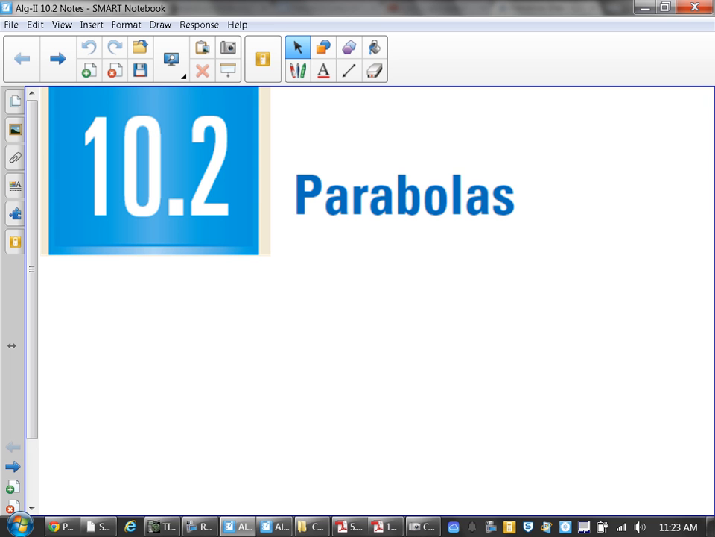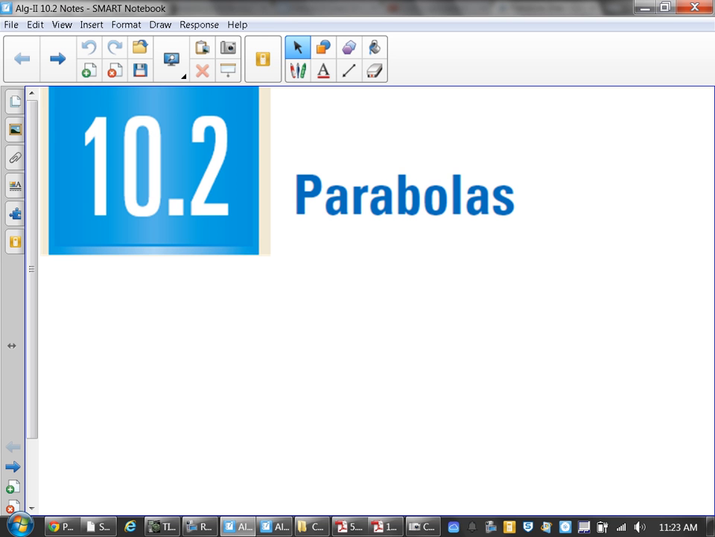Your standard form stuff: ax squared plus bx plus c. We also looked at vertex form, and we also looked at intercept form, or working with zeros. What we're going to do this week to start out with are two other ways of doing it.